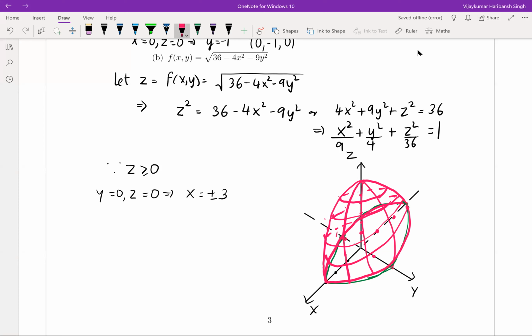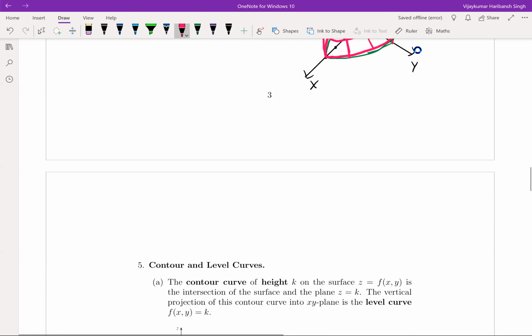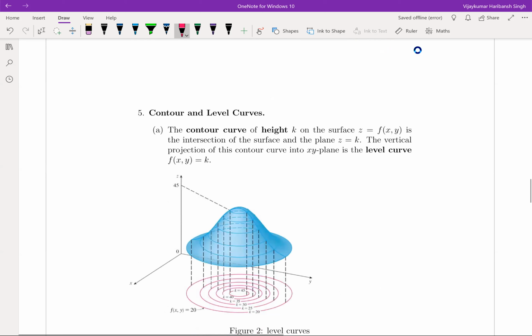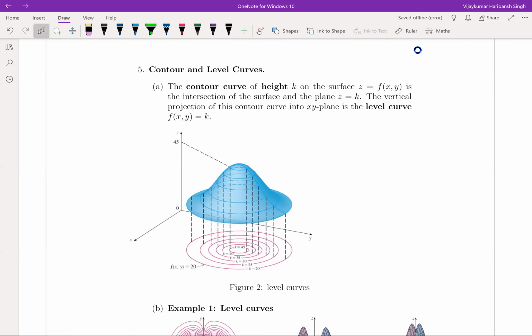So this is the shape of this ellipsoid there. Okay. Now comes the idea behind the contours and level curves. Note that these are the curves which help us to sketch the graph of the function.